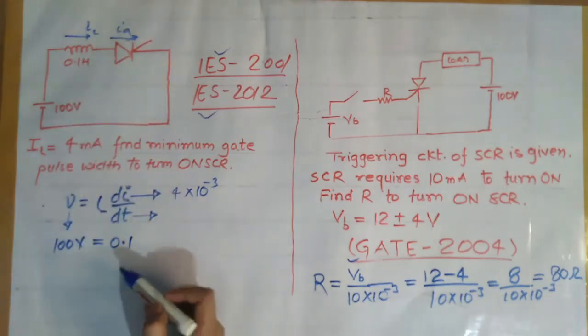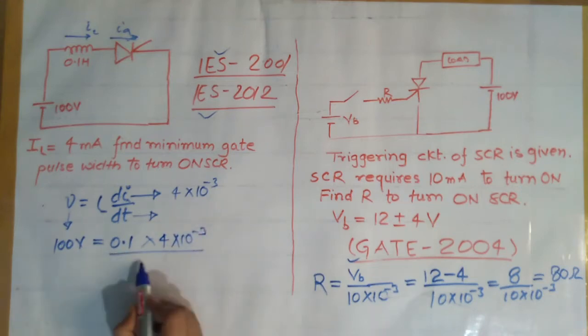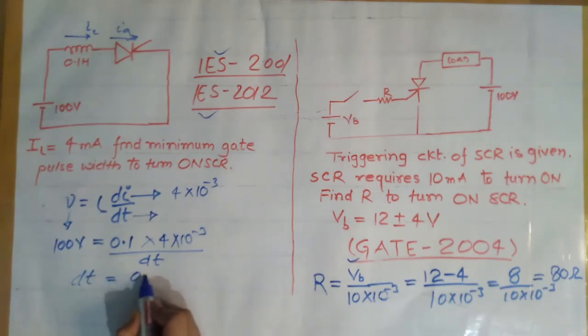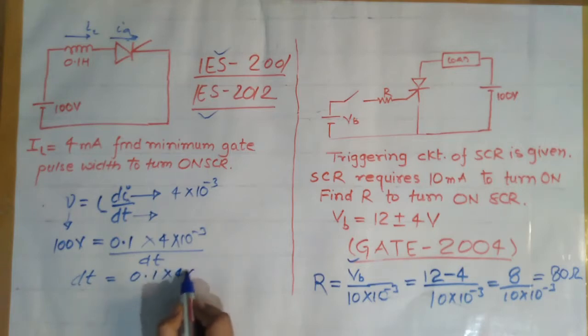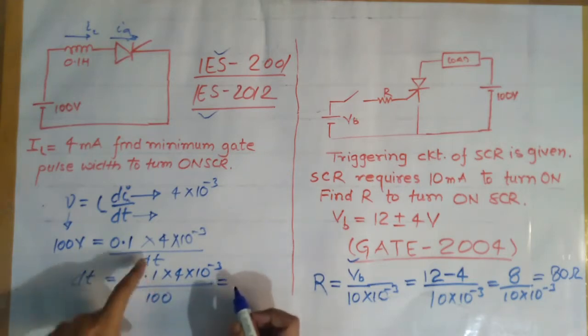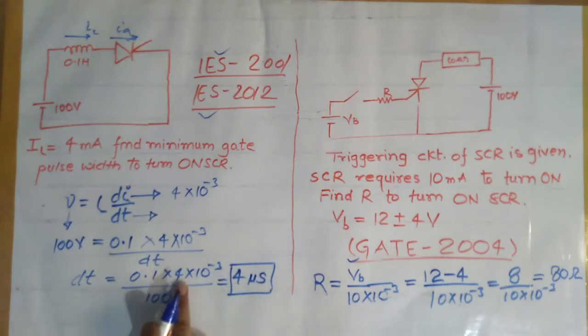Okay, so that is equal to 4 into 10 to the power minus 3 divided by dt. On solving this, we get dt is equal to 0.1 into 4 into 10 to the power minus 3 by 100. Okay, so on solving this, we get 10 to the power minus 6, so 4 microsecond. So 4 microsecond is the answer, or 4 into 10 to the power minus 6 second.